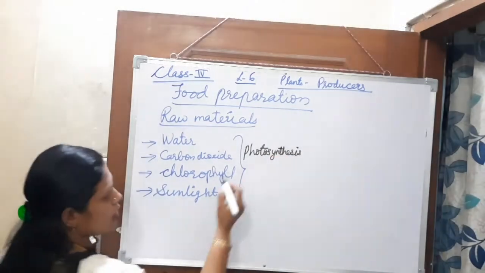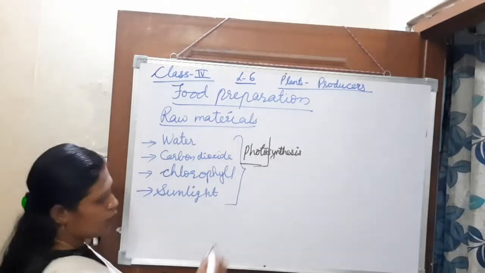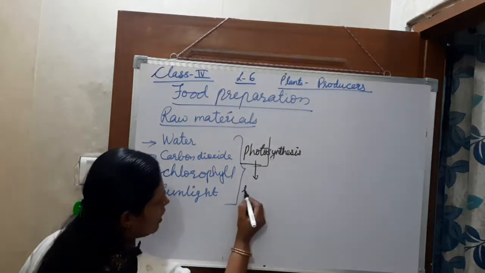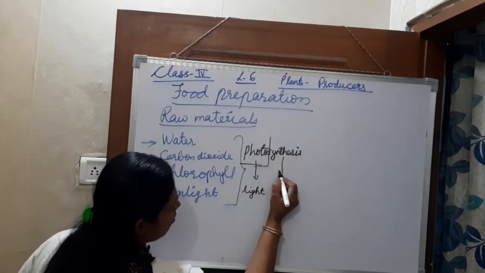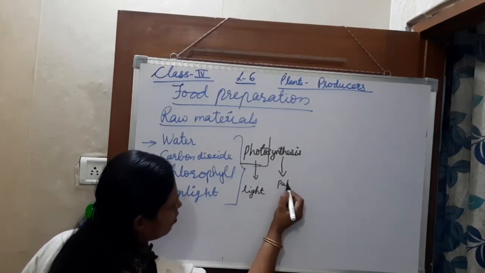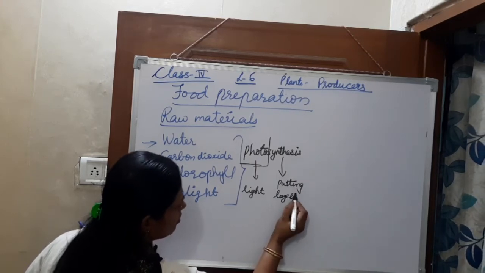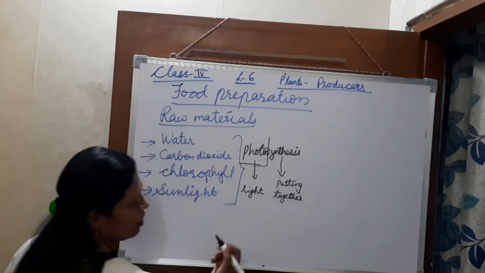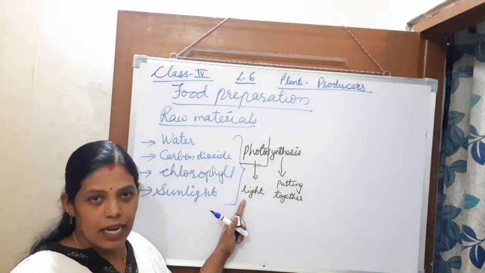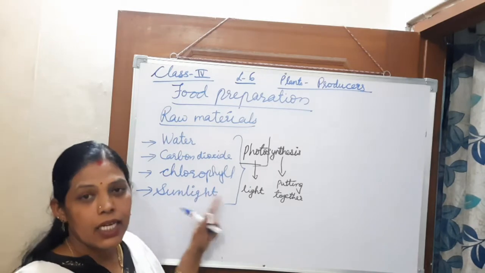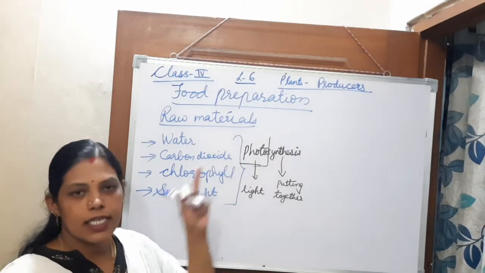Now children, see here: photo means light, so in the presence of light preparing. And synthesis means putting together. So preparing the food with the help of sunlight, this method of preparing food is known as photosynthesis.